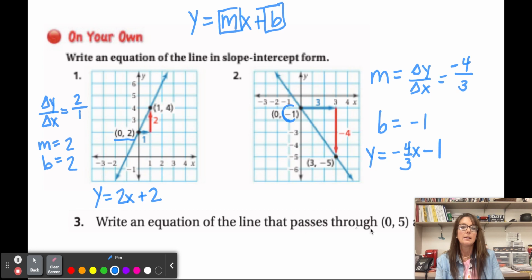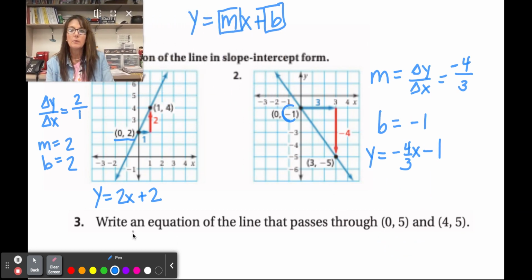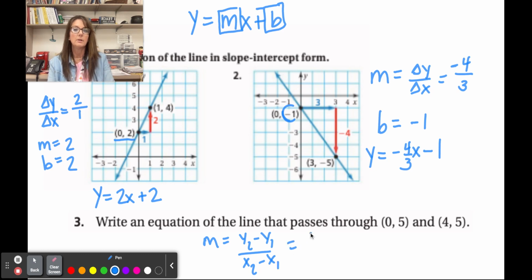All right. Then, let's see here. Let's move this all the way over here. For number 3, write an equation of a line that passes through (0, 5) and (4, 5). So we're going to have to use that slope formula, if you recall. We have y2 minus y1, that's a change in y, and x2 minus x1. So we could say 5 minus 5, here's the y's, 5 and 5, over 4 minus 0.